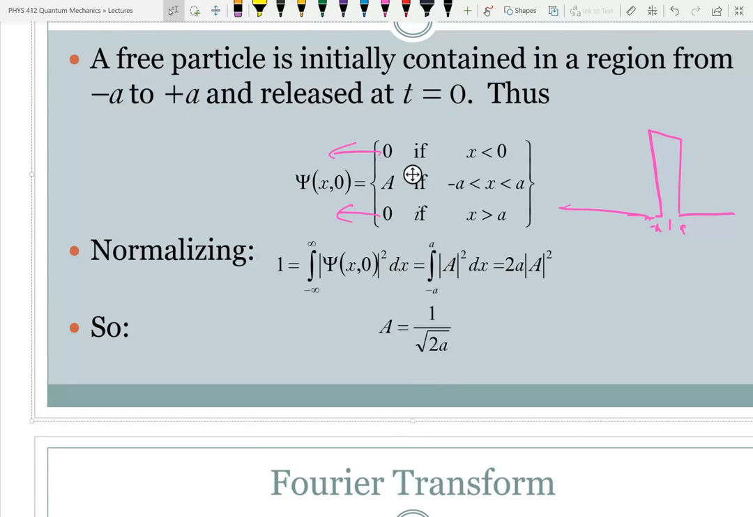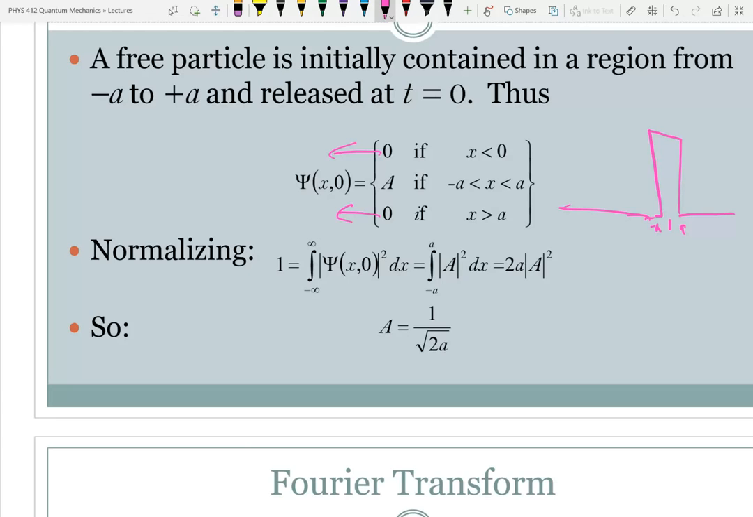So we can normalize this. The integral, since it has an amplitude of A inside the box, the integral of a constant, of course, is just A mod squared, well, because you're doing the integral of psi mod squared. It's A mod squared times the width of the box 2a. And so you very quickly say for that to be equal to 1, you have to have A is 1 over the square root of 2a.